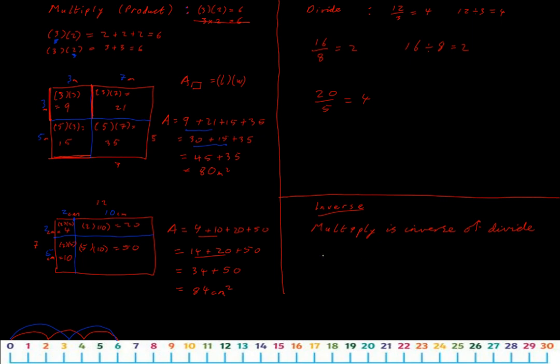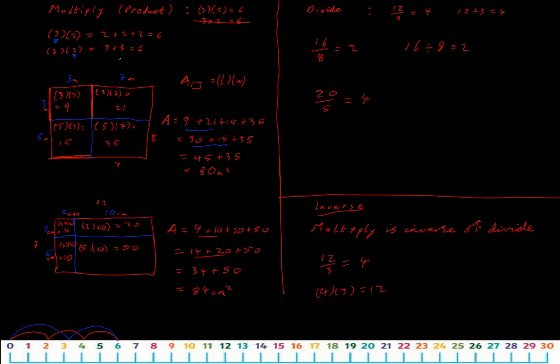So if I had 12 divided by 3, I would get 4. And if I then took 4 and I multiplied it by 3, I would get back to 12. So multiplying has undone what I did with division. So it is the inverse of it. And again, this idea of inverse is going to be very important when we come on to the maths of triangles later on in our work in maths.